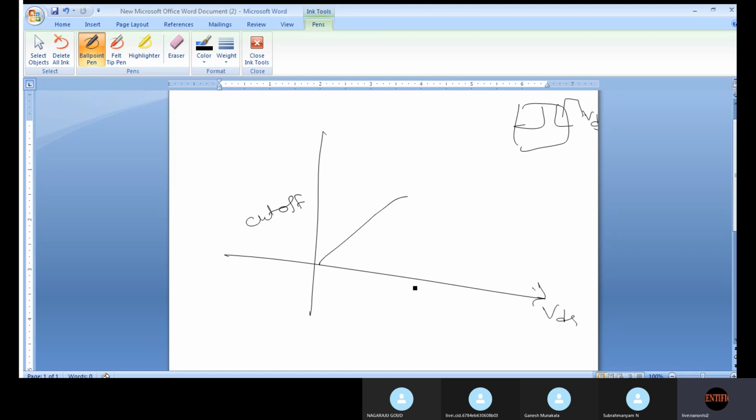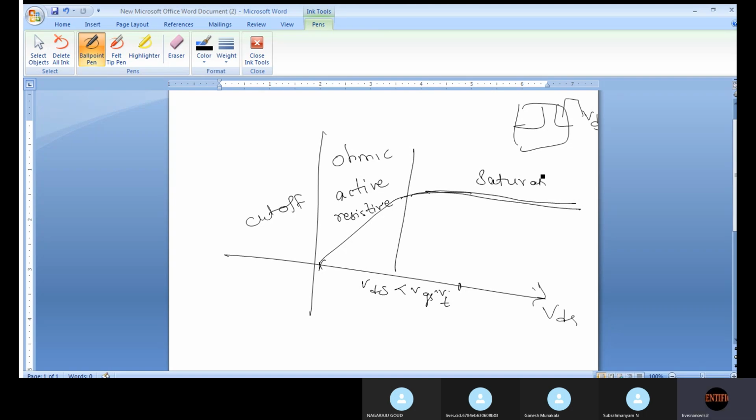And here, in this region VDS is less than VGS minus VT. This is the active region, or ohmic region, or we can also call it the resistive region. Wherever the current becomes constant, this is called the saturation region. In saturation region, VDS is greater than VGS minus VT. Okay, these are the three conditions.